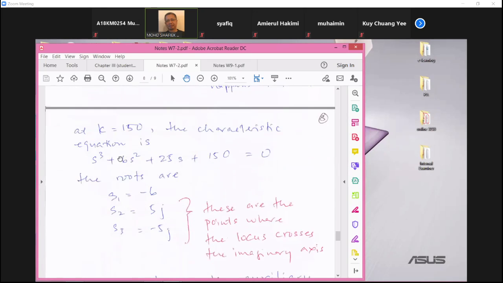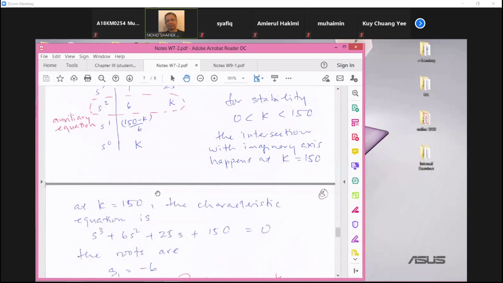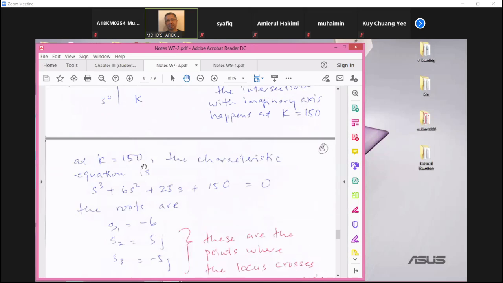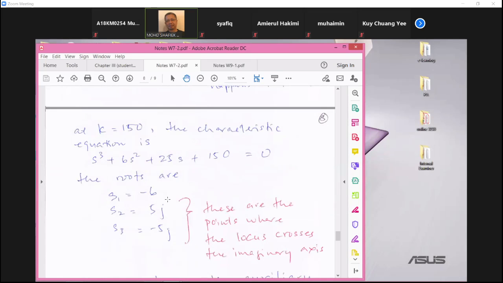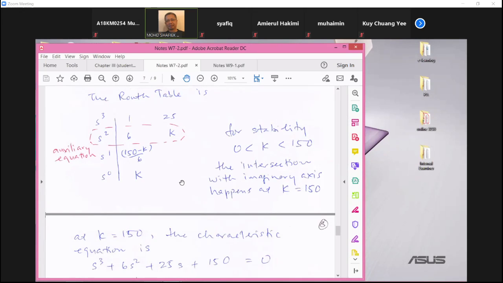So you can either substitute K equal to 150 in the characteristic equation and solve for the roots. So this is where the intersection of the imaginary axis is, which is 5j and negative 5j, by substituting K equal to 150 in the characteristic equation and solving for the roots. That's one way. Another way is to use this auxiliary equation.